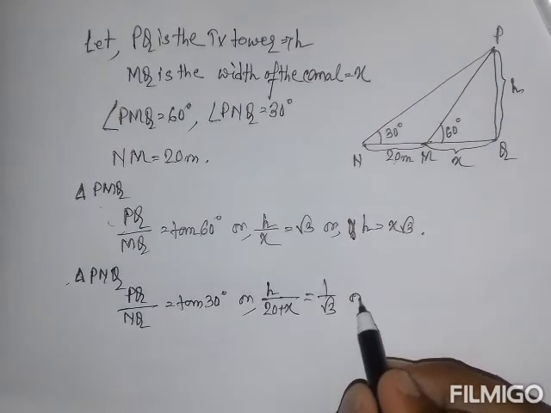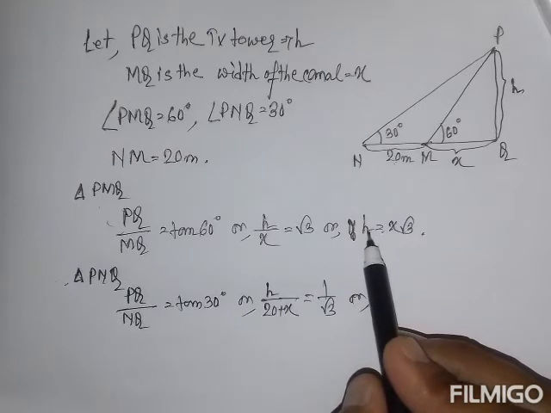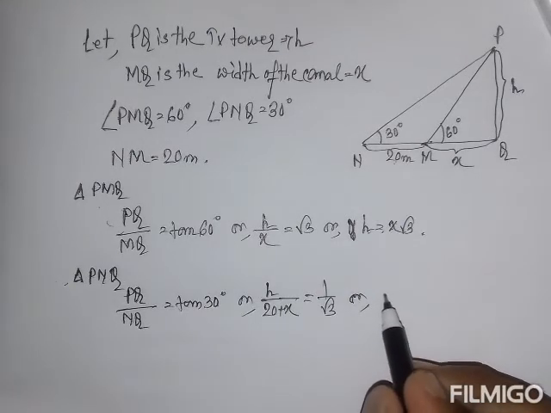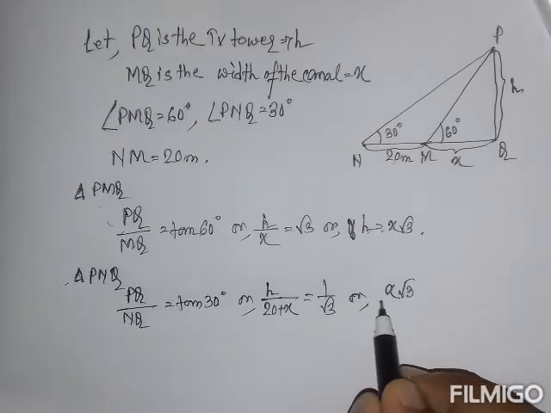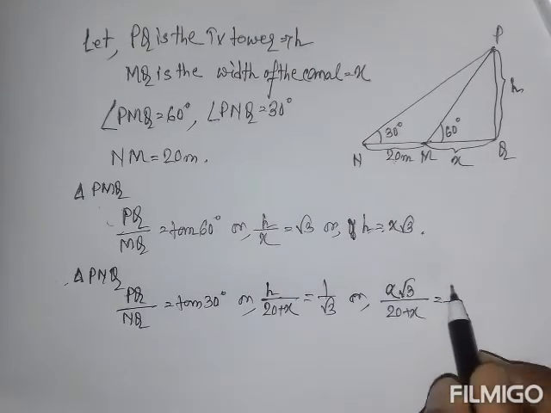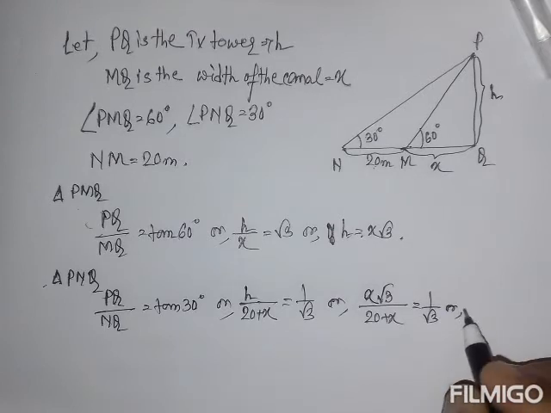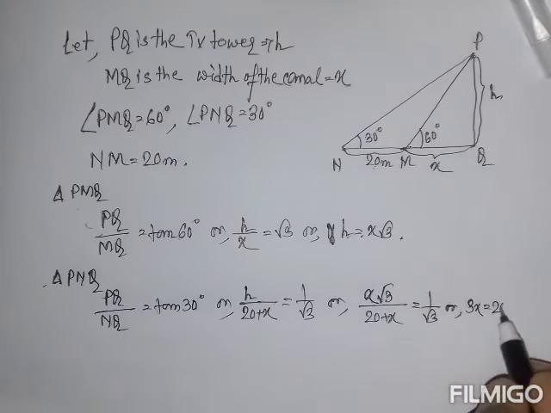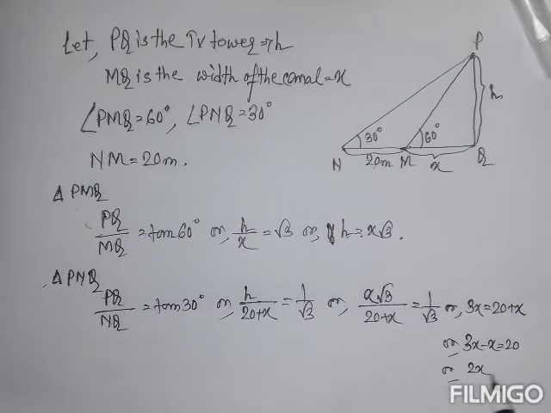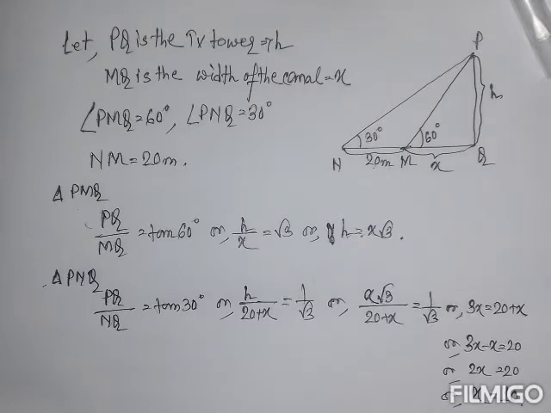Now we can put the value of H. It is X root 3 by 20 plus X is equal to 1 by root 3, or cross multiply, 3X is equal to 20 plus X, or 3X minus X is equal to 20, or 2X is equal to 20, or X is equal to 20 by 2, which means 10. This is the width of the canal.